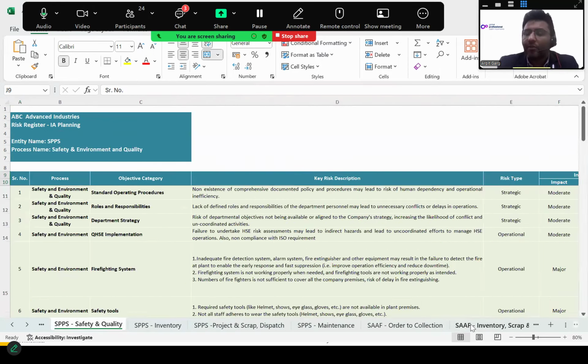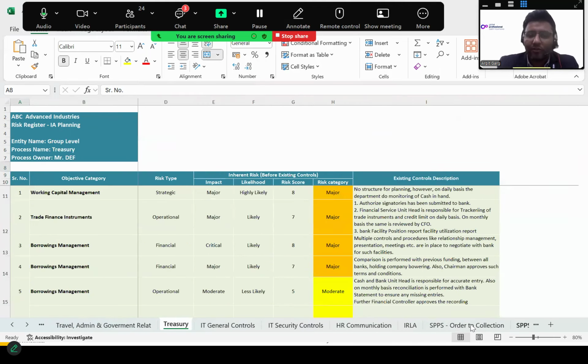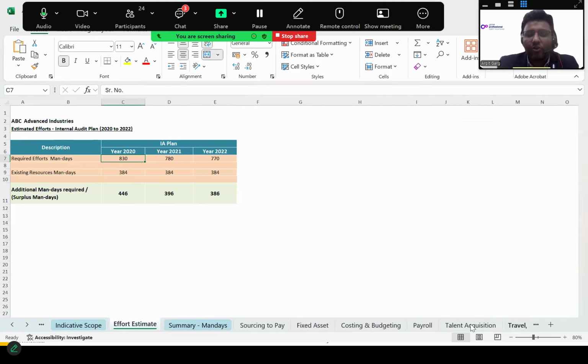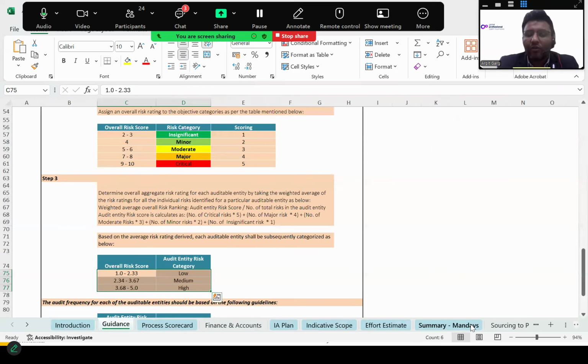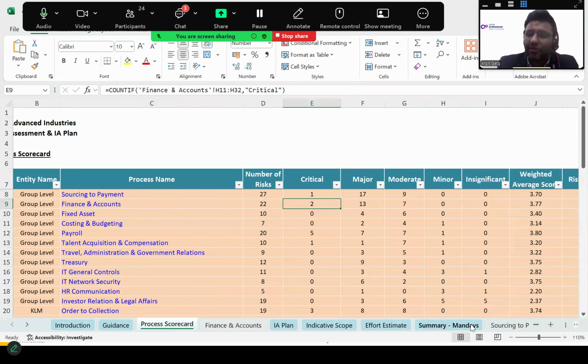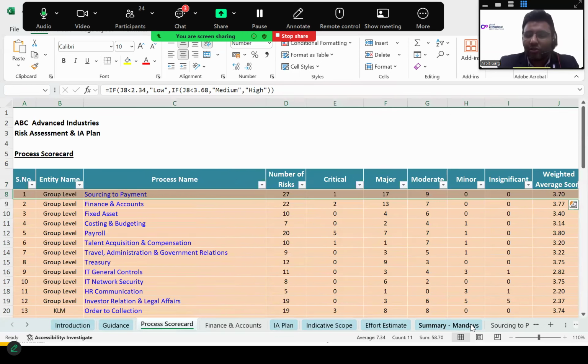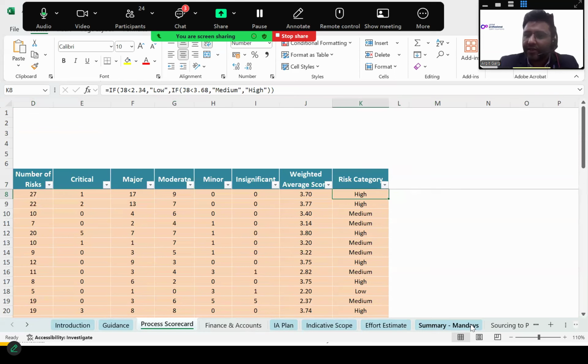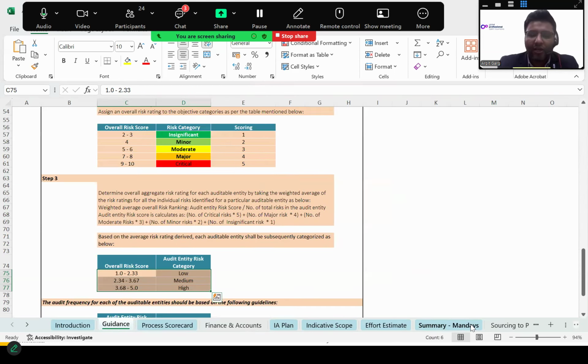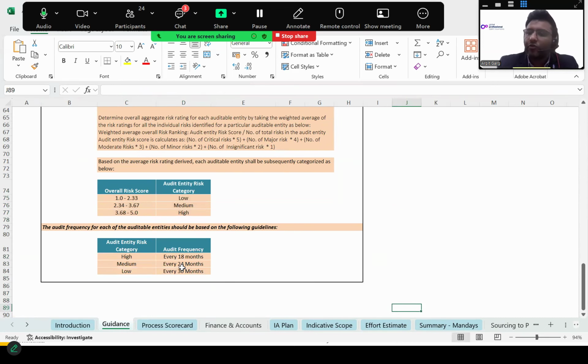It needs a lot of collaboration, it needs a lot of understanding of the business insights, and based on that, for each area you prepare a scorecard, and based on that weighted average scorecard you categorize that okay, these are the processes and locations that are high risk category, these are medium risk category, these are low risk category. And your guidance, what does your guidance note say? For a high risk area, what will be the frequency of doing audit?